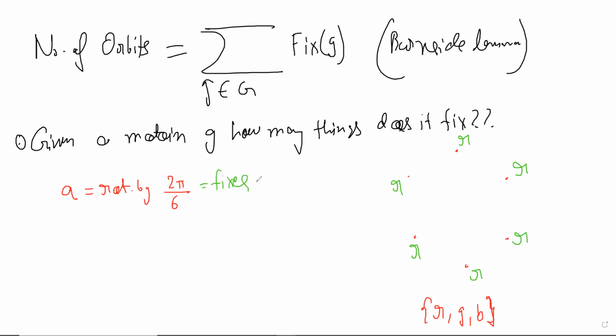It fixes those configurations in which all, not very interesting, are the same. So how many does it fix? So fix of A is just 3, the number of colors. Number of colors. Is this point okay?